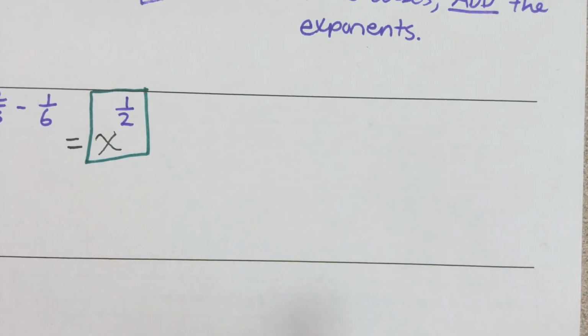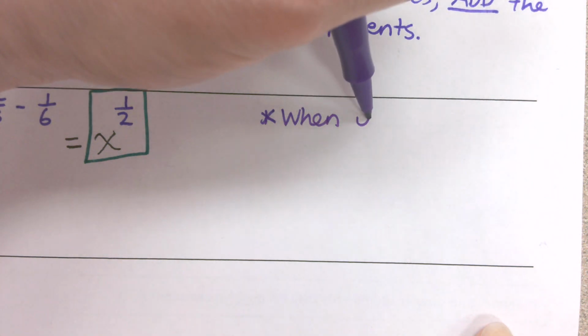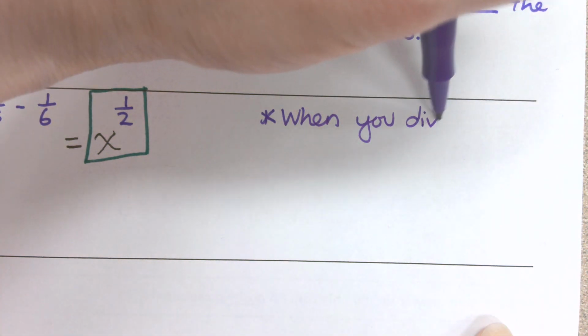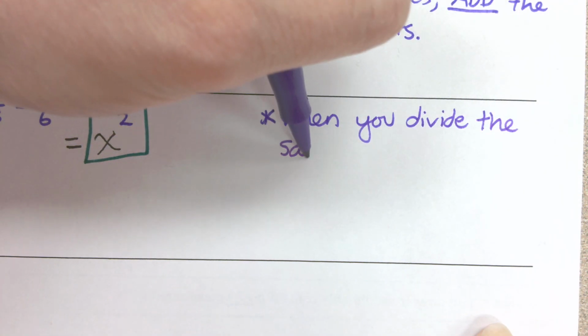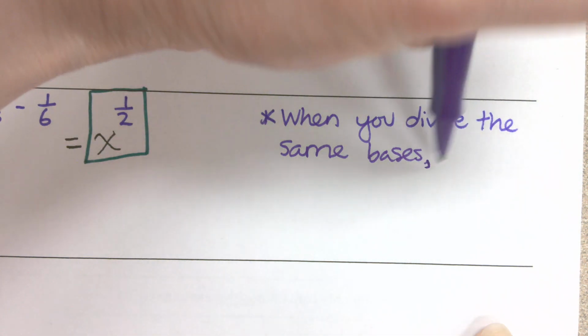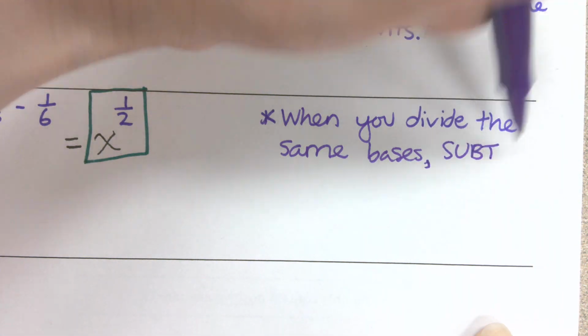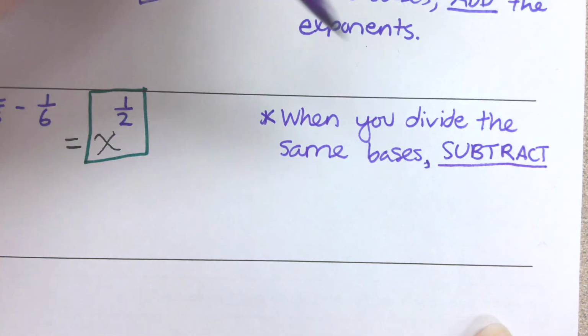Again, I'm going to, on the side, write the rule that we just used there. When you divide the same bases, subtract the exponents.